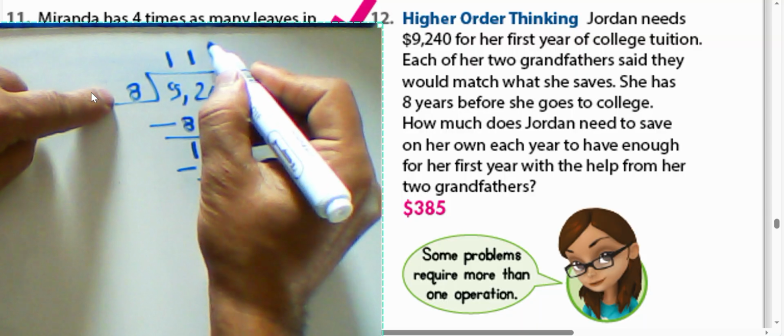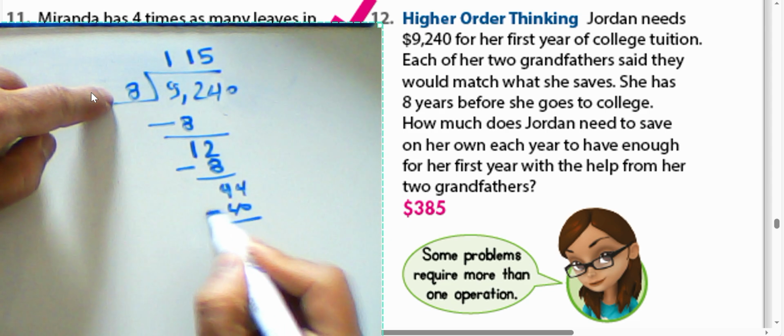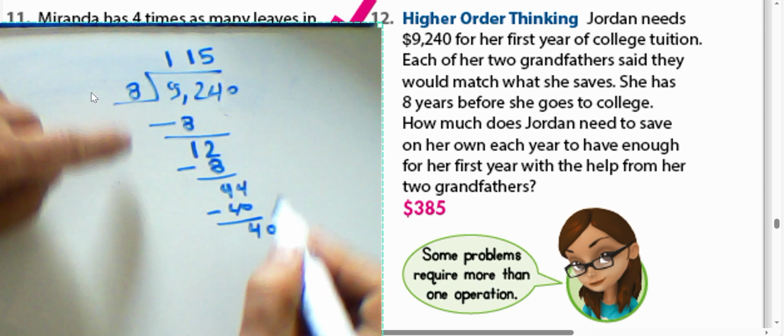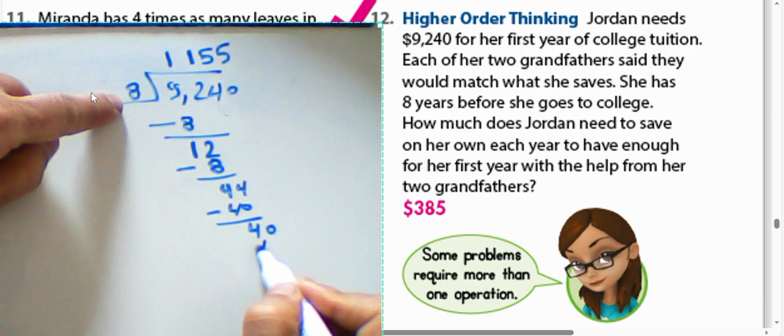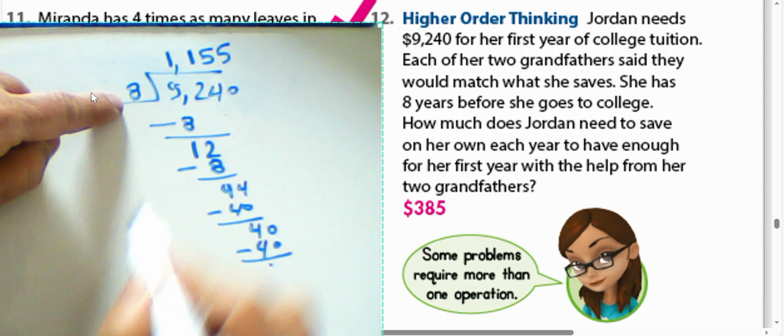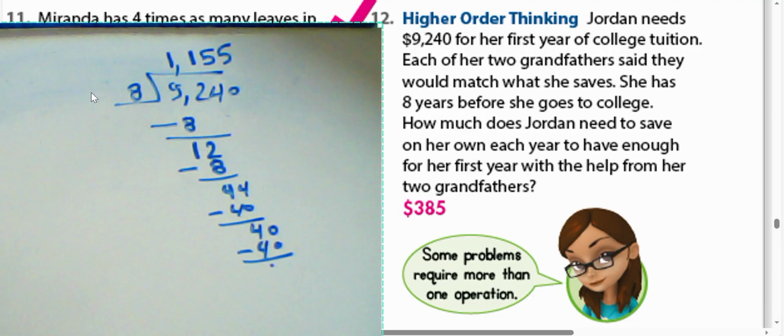44 divided by 8 equals 5. 5 times 8 equals 40. Find the difference and then drop 0. 40 divided by 8 is 5. 5 times 8 is 40. Then the result will be 1,155. You can find the answer and then divide it by 2 also, because we have here 2 grandfathers. We have this number, 385.